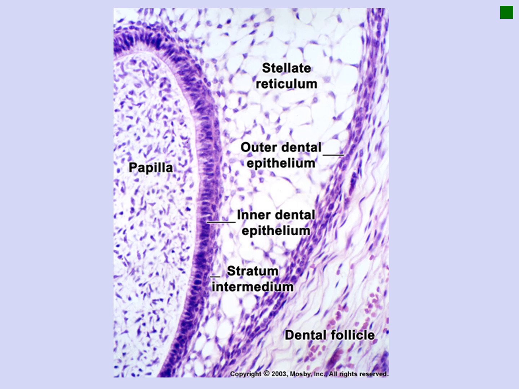This is a high power picture of the parts of the enamel organ, the differentiated part. This is the dental follicle. You're seeing the stratum intermedium, the inner enamel epithelium, the outer enamel epithelium, the stellate reticulum, and the dental papilla here. So this is what gives rise to the pulp. This structure is what gives rise to the interface between the dentine and the enamel, right?